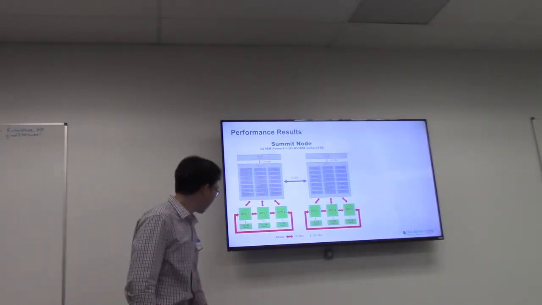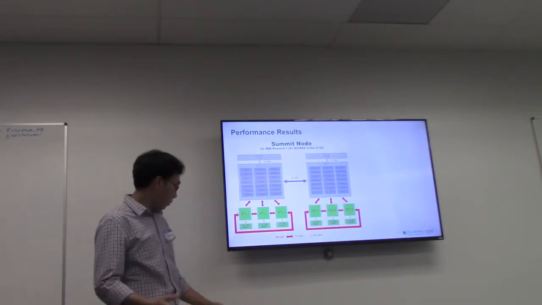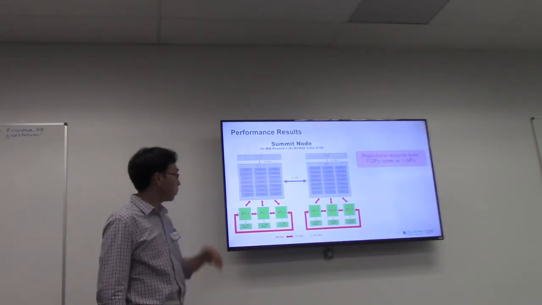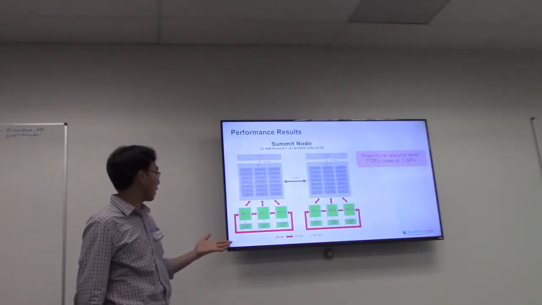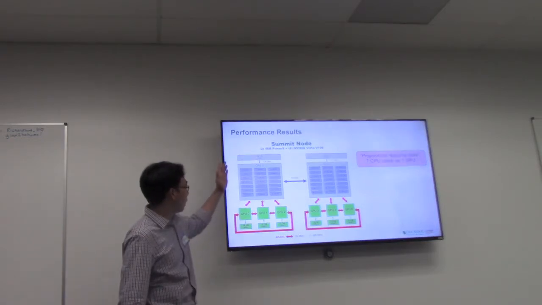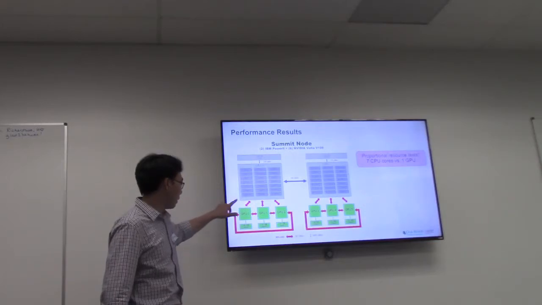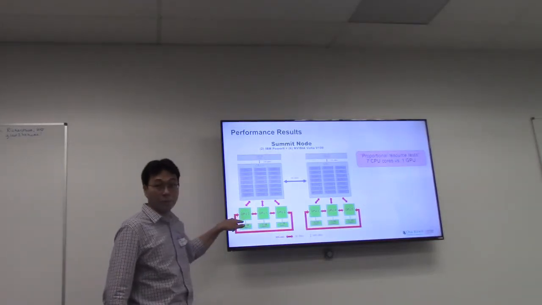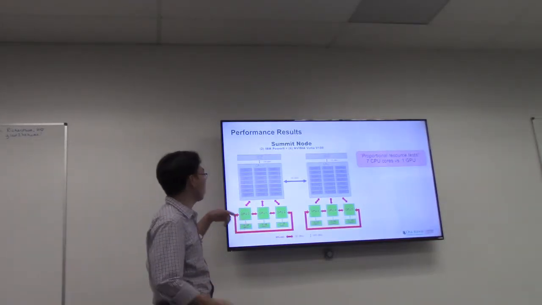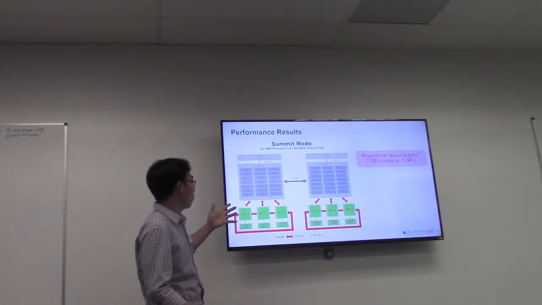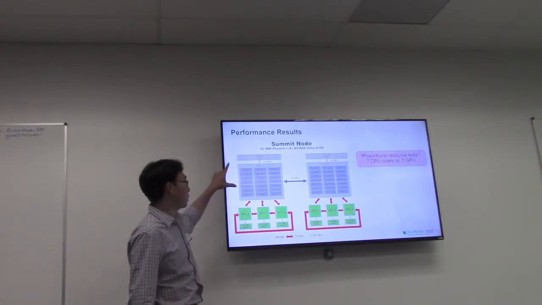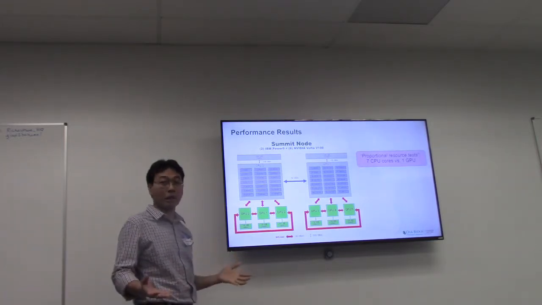So this is a diagram of Summit. We already went through this, but real quickly, we set up our test as what we call the proportional resource test. If you see, there are 21 physical cores on one socket, and that's all interconnected with 3 GPUs via NVLink. So a proportional resource will be seven CPU cores versus 1 GPU. So that's how we run our test.